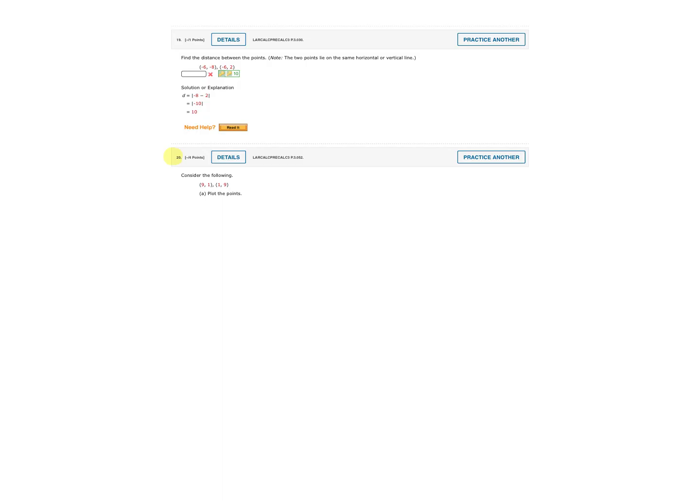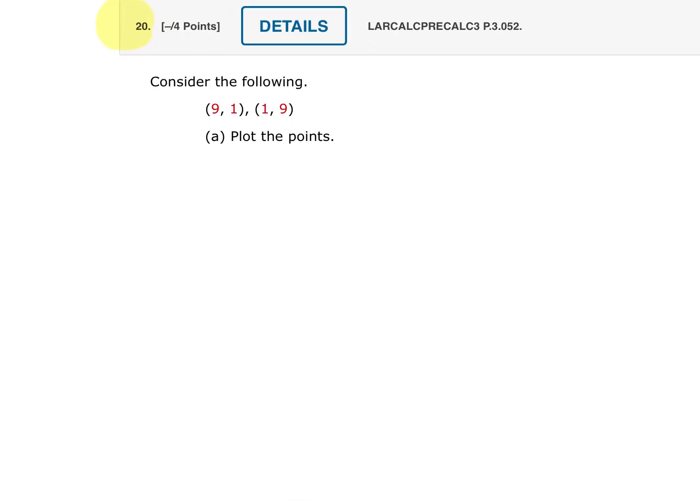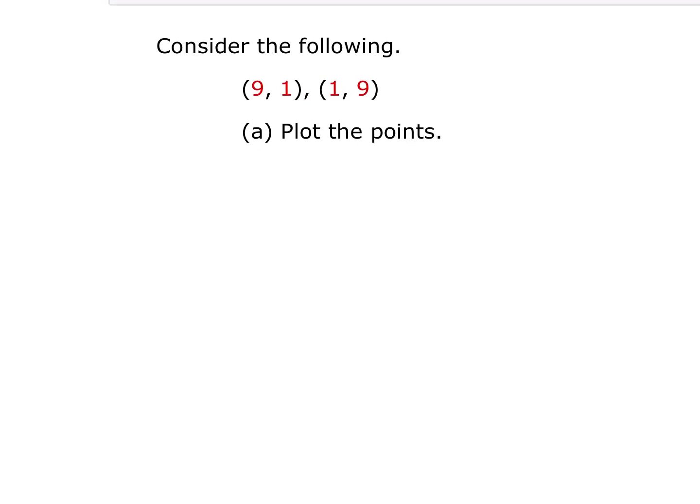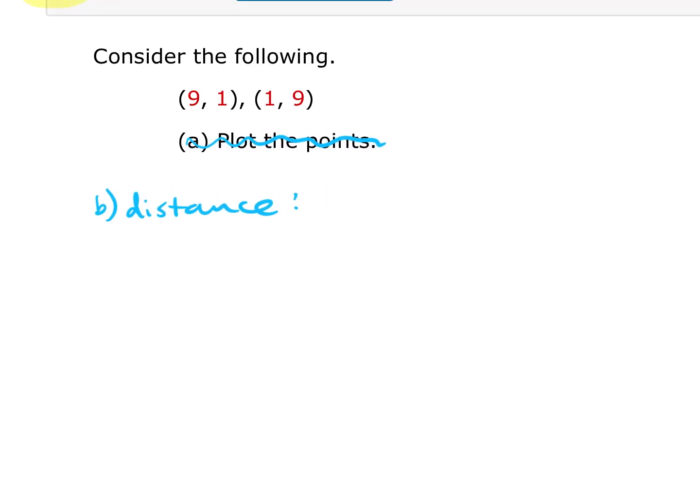Next, let's look at 20. So it gives us a point. It says plot the points, but we're not going to worry about plotting them. Let's find the distance, and we'll find the midpoint. So make sure for your test on Tuesday, you know the distance formula and the midpoint formula.